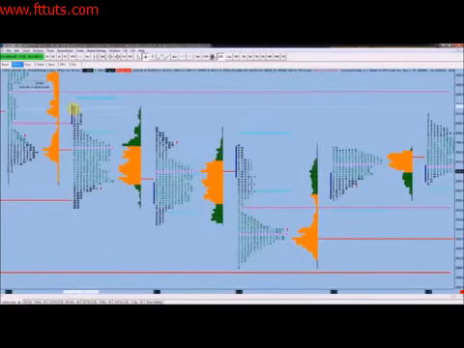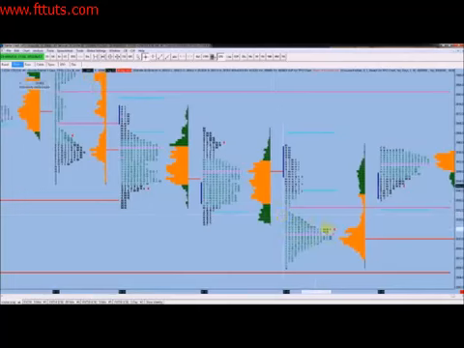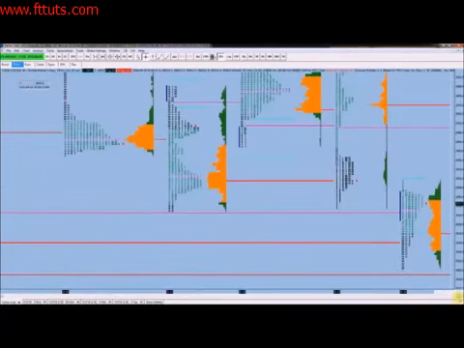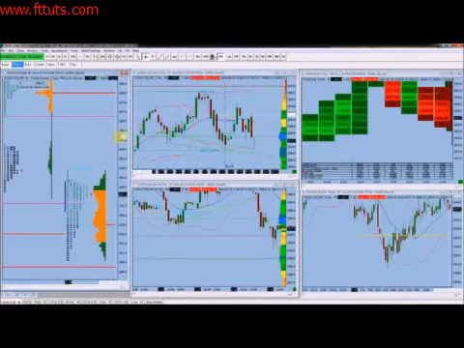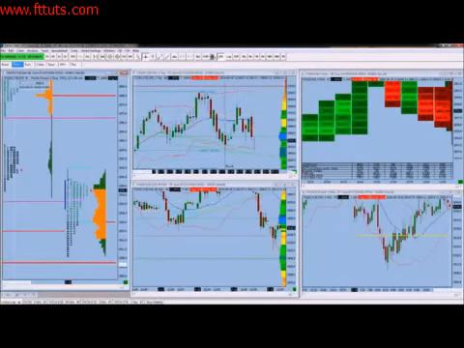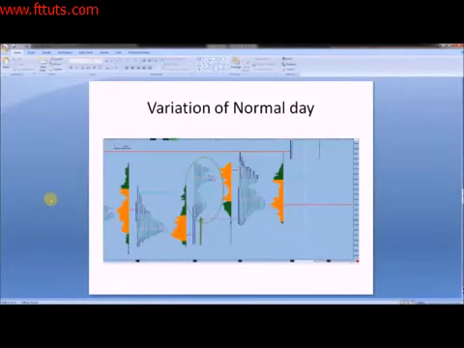There's not quite, but a similar type of pattern. Only one side of our initial balance has broken. Only one side has gone lower. A slight B-shaped profile. So there are some very real-time moments, examples of what we're looking for at the minute in terms of our variation of a normal day.